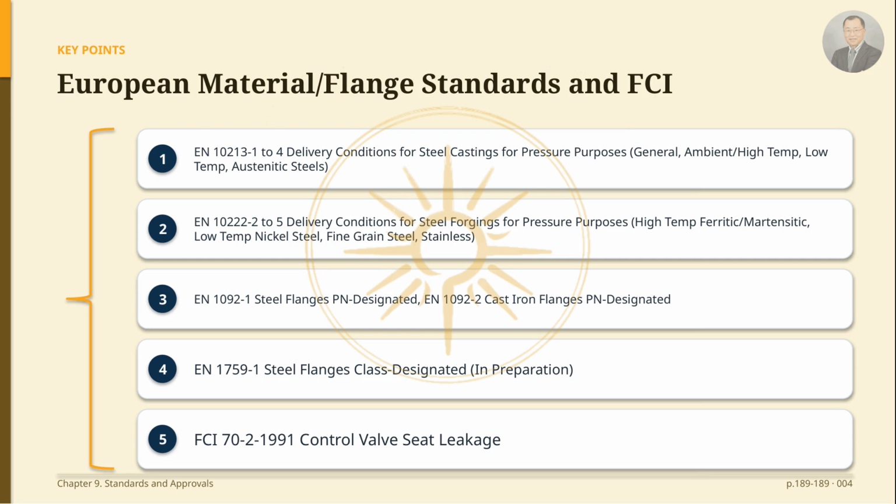Regarding flanges, Part 1 of EN 1092 covers PN-designated steel flanges, and Part 2 covers PN-designated cast iron flanges, while Part 1 of EN 1759 for class-designated steel flanges is currently in preparation. Finally, FCI 70-2-1991 specifies the control valve seat leakage.